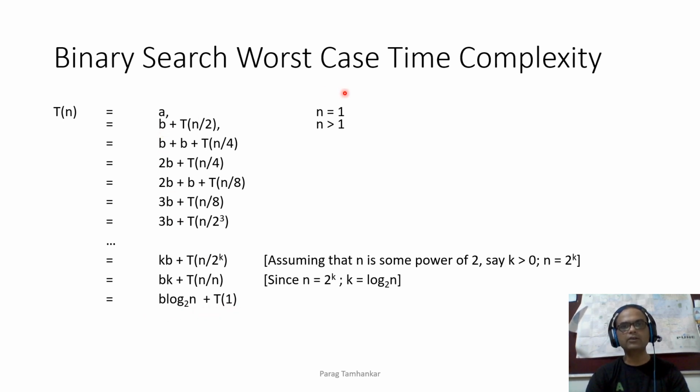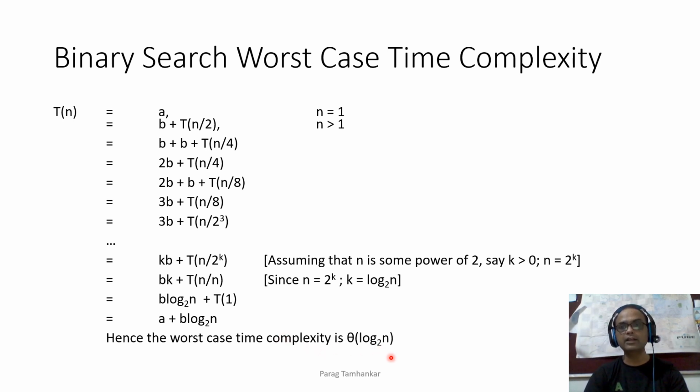What is T of 1? When the input argument to T is 1, the output is a, as you know. So we can write it as a plus b into log n. Now we know that a and b are constants, so according to our convention, we can ignore constants and coefficients, and what we get is log n as the term of n. So the time complexity is big theta of log n, unlike linear search, where it was big theta of n. So here is a considerable time saving. The worst case time complexity of the binary search algorithm is big theta of log n.